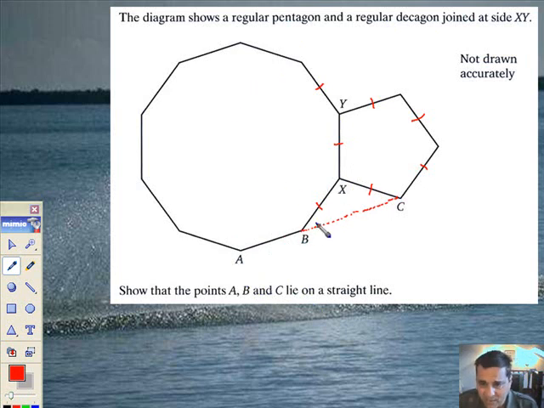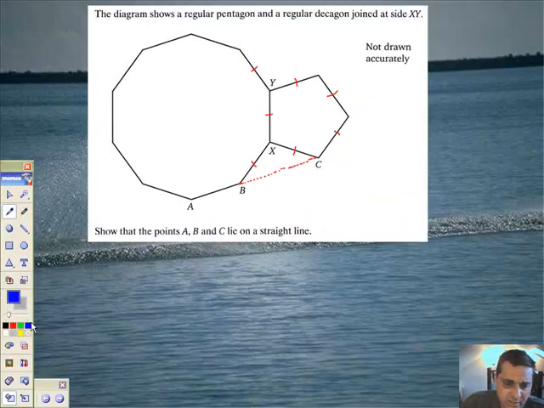If I can work out some angles here, and that angle ABC comes to 180, therefore it must be a straight line. So let's begin to play. Let's just do the decagon in blue.